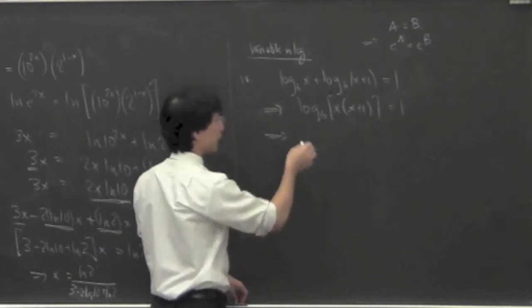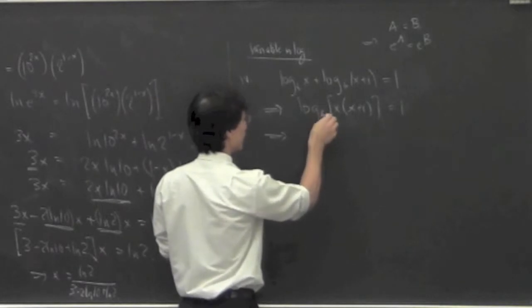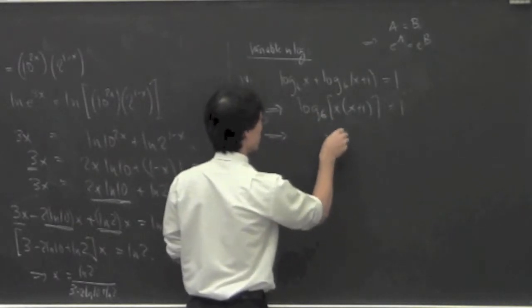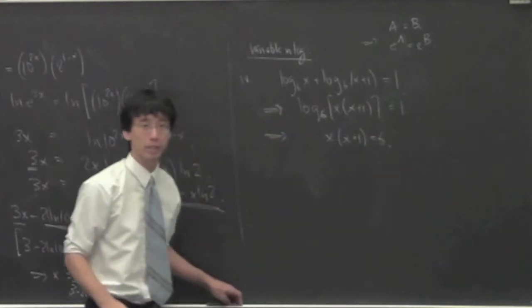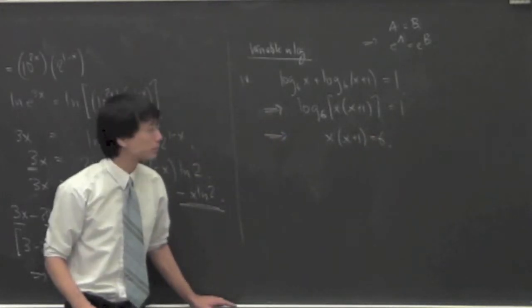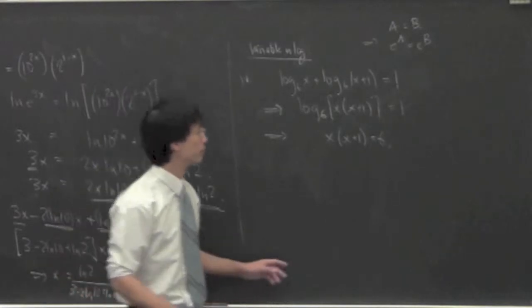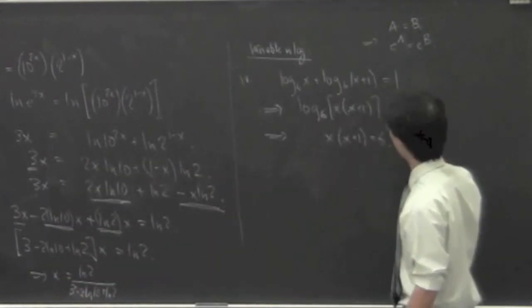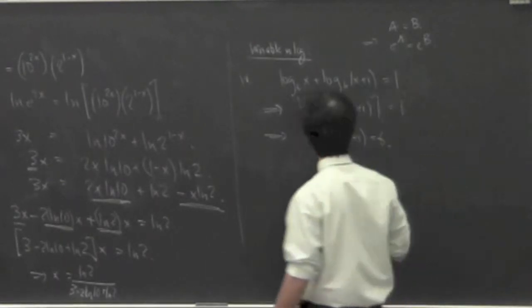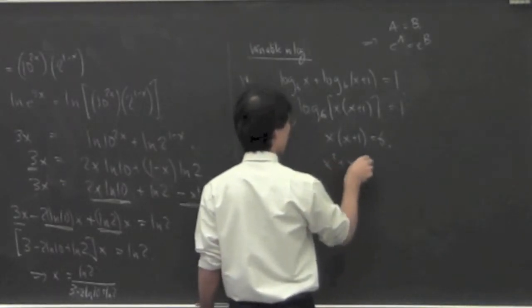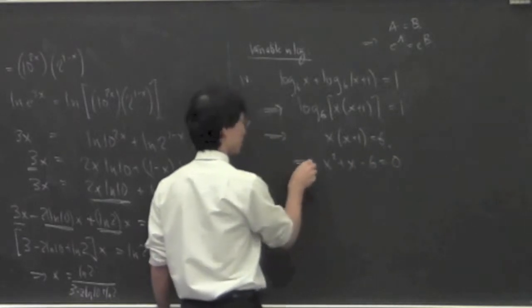And then we take the exponential of both sides, or we follow Caroline's lead and say, well, this is the same thing as x plus 1 equals 6. That's probably the cleanest way. Log base 6 of this is 1, means that 6 to the 1 is this. And so we get x squared plus x minus 6 is equal to 0.